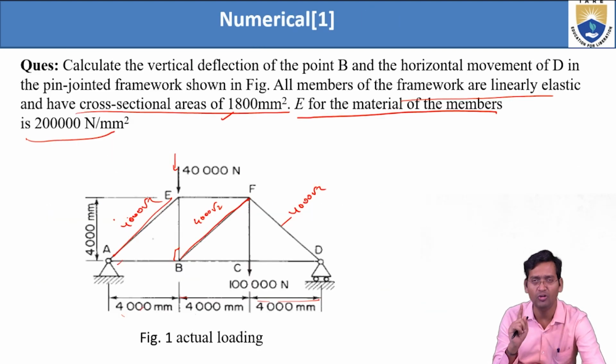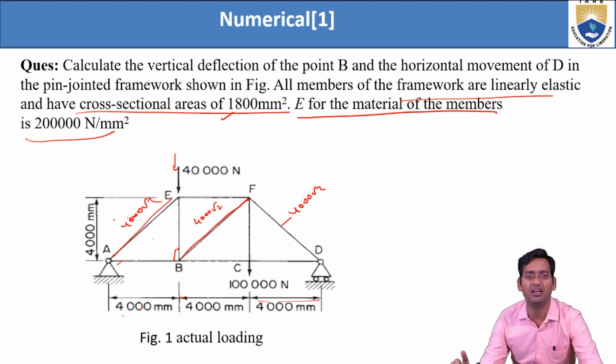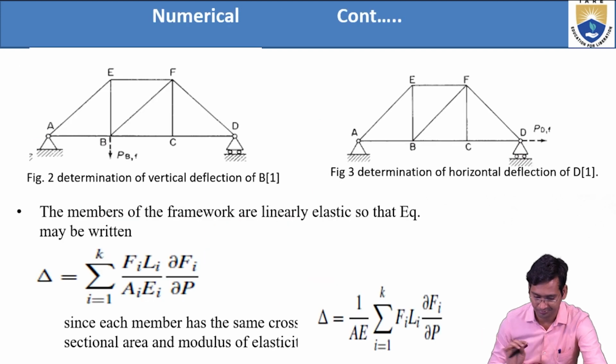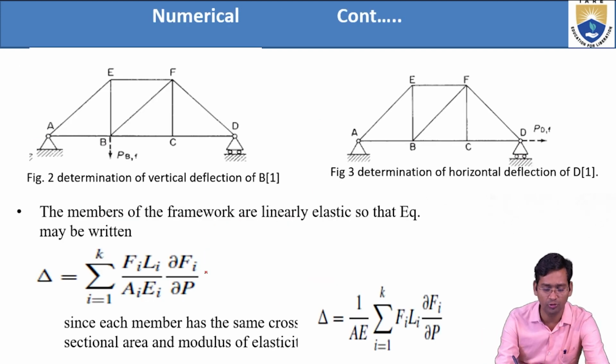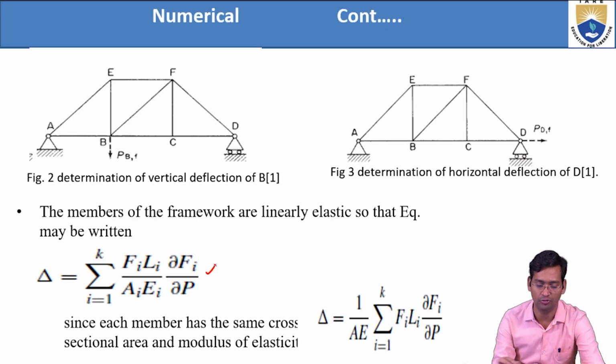Okay, the first method is called the joint method and the second method is called the section method. Here I will show you by the joint method how to solve this one to find the forces in each member. Okay, this formula, you know, the deflection, for this you have to find the deflection.